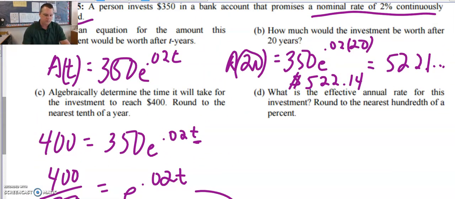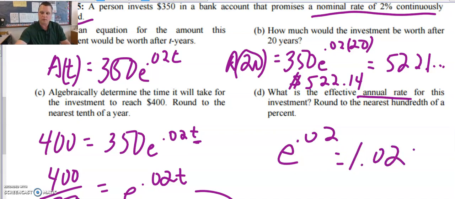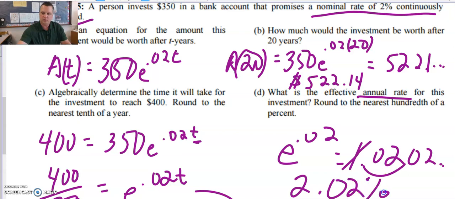And part D, what is the effective annual rate for this investment? Round to the nearest hundredth of a percent. So if we just want the annual interest rate, it's e to the 0.02, which is 1.0202. So that means that this 1 accounts for whatever the principal is. Move this over, and nearest hundredth of a percent, 2.02%.